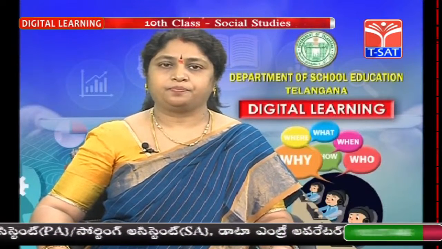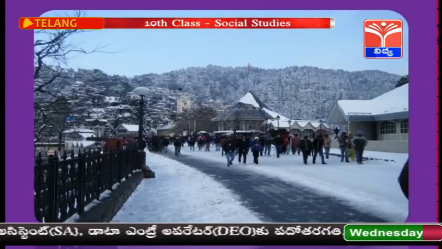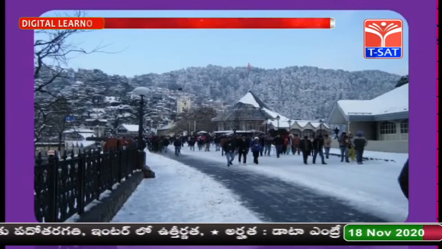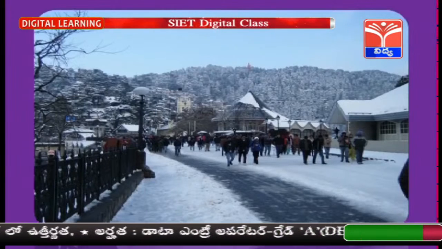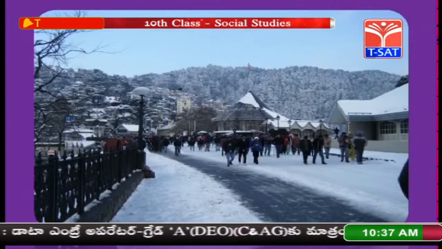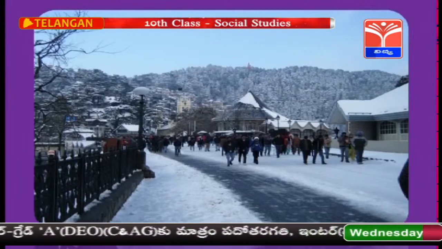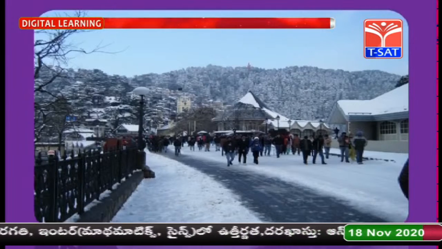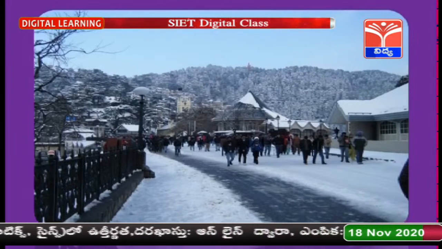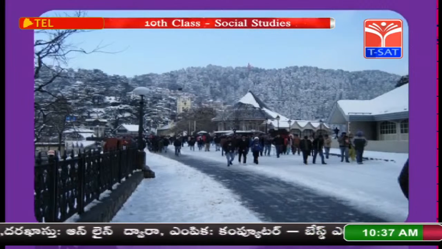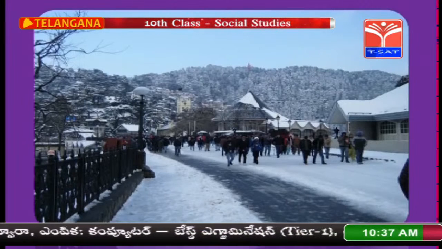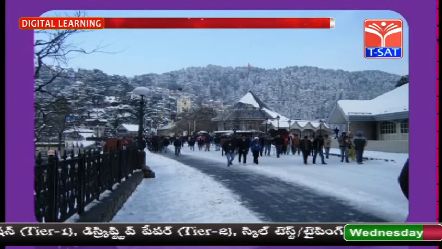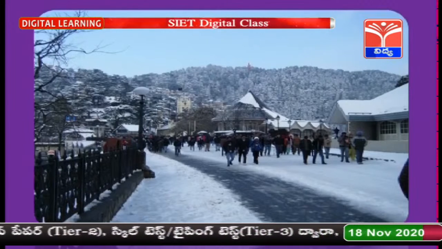For example, look at this picture. Can you identify which place it is? Yes, good. It is Shimla and Manali. So, how is the climate over here? It is very cold because it has been the same over 30 years. The weather conditions or the atmospheric conditions prevailing in that place for a large area was over 30 years. So, that's why we call it climate.